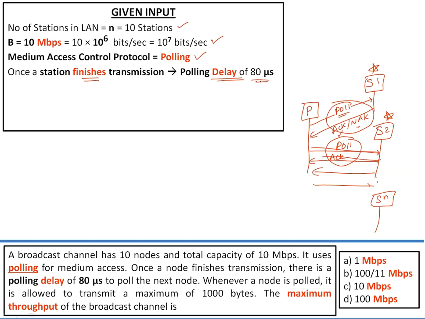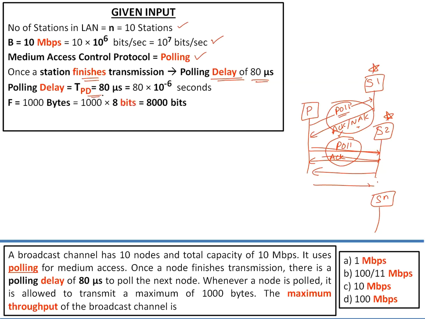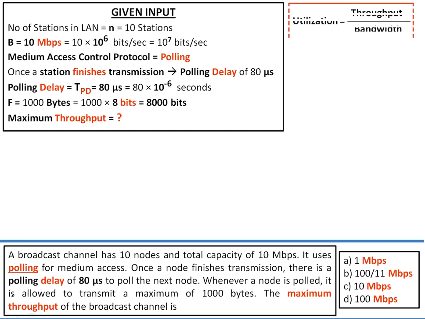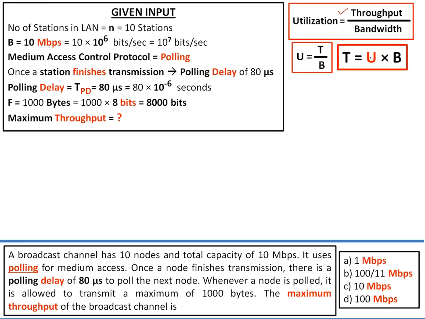The delay will be 80 microseconds. Polling delay, I am calling it TPD. Frame size is given as 8000 bits. What is the maximum throughput? Sir, forget about throughput. Calculate utilization first. Utilization will be throughput by bandwidth. Yes or no? So throughput is equal to utilization into bandwidth. Bandwidth is given as 10 Mbps.